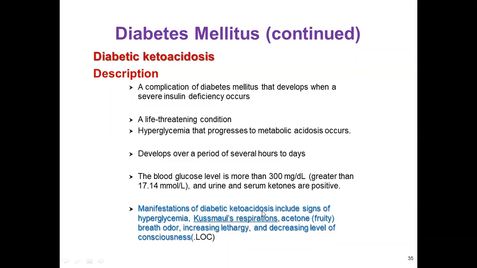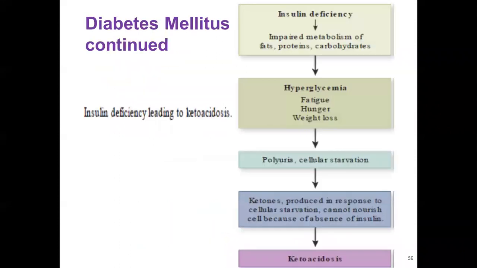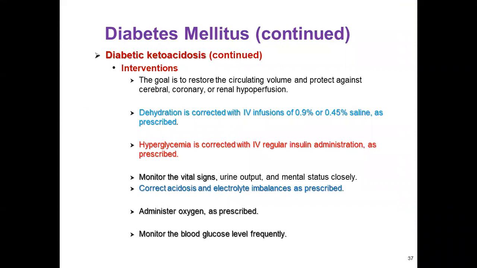Manifestations of diabetic ketoacidosis include the signs of hyperglycemia, Kussmaul respiration, and fruity breath odor. It is called acetone odor. Increased lethargy, tiredness, and decreased level of consciousness. So, first of all, how does insulin deficiency lead to ketoacidosis, how is it developed in the body? Let me explain.